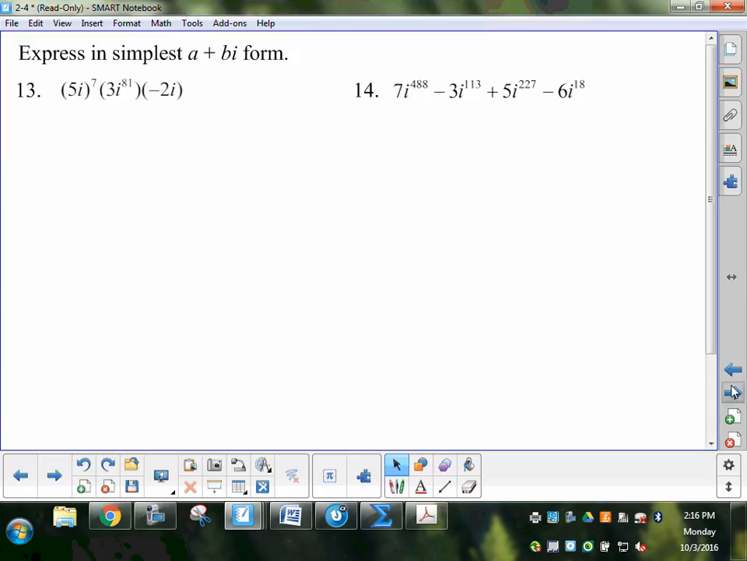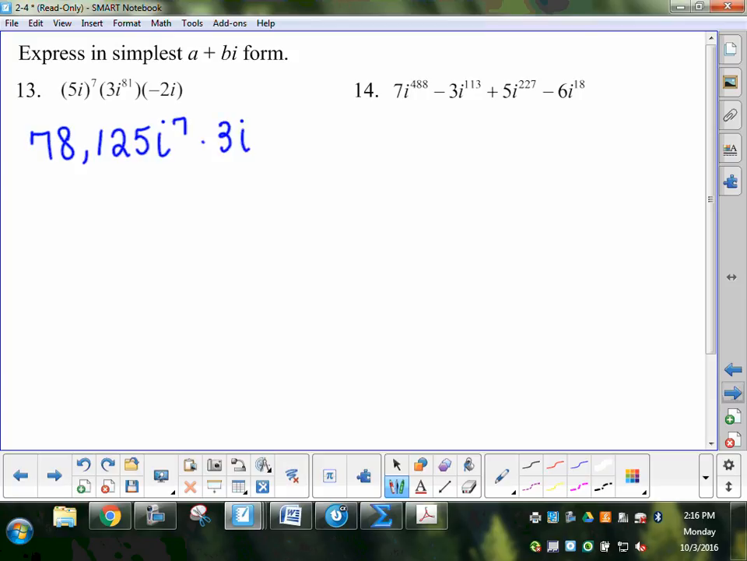Go into your calculators right now. You need to take 5 to the 7th power and i to the 7th. Hopefully you know i to the 7th would just stay i to the 7th. But what's 5 to the 7th power going to be? What'd you get? Go ahead. 78,125. So 78,125, you said? Yeah. And then i to the 7th times 3 times i to the 81st times 2i to the 1st power.